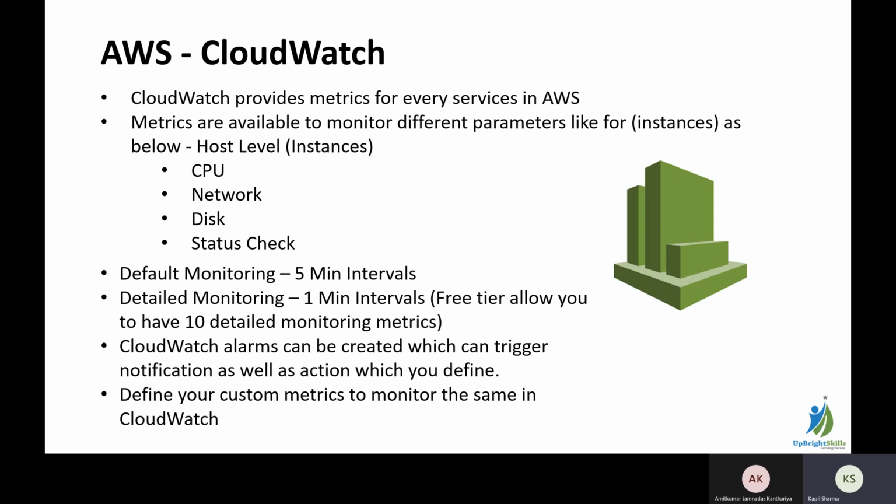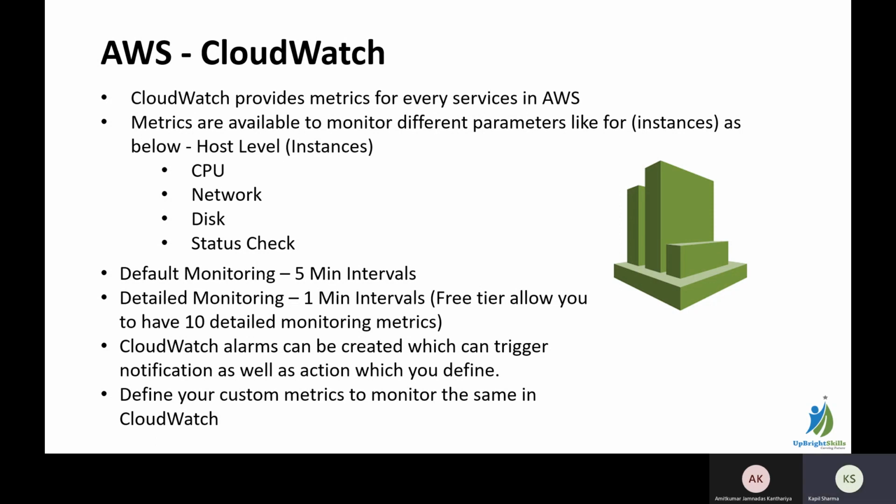Same way, when you check different metrics available for different services, you will find a lot of metrics which are available. You can also create your custom metrics. So for example, here in host level, you will not find memory, right? So for memory, you can create your own metric and you can start monitoring the same memory metric in Amazon CloudWatch.